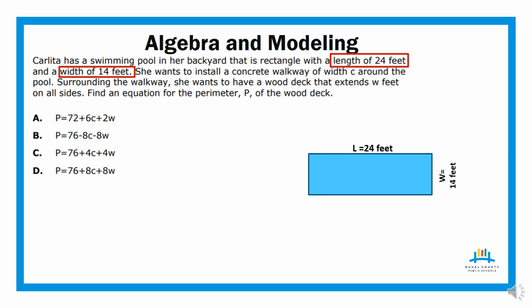So let's talk about perimeter for just a minute. Perimeter means that you need to walk the boundary line of the pool. So we will walk here, all the way around. So when we do that, we have walked twice the length and twice the width.